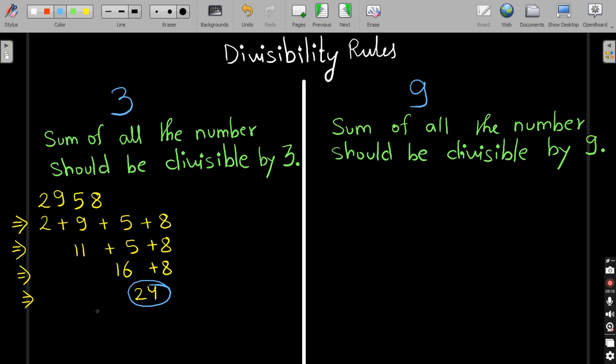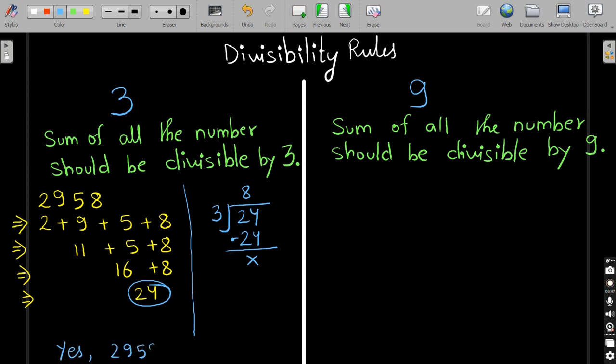Now I will divide 24 by 3 to check whether it is dividing or not. So let us divide 24 by 3. Let me do it on the right side so that it will be easy for you to understand. 3 divided into 24: 3 eights are 24. Directly I can write remainder nil. So I can say it is divisible. So yes, 2958 is divisible by 3, I can say.